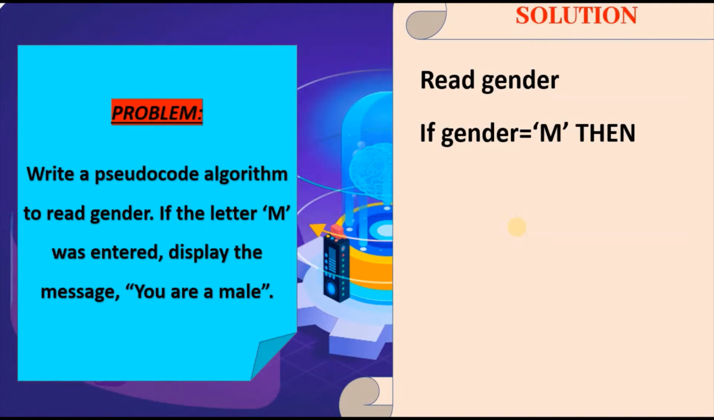So if the user entered M, then what would we do next? Well, they told us to print out this message, which indicates print you are a male. And from here, that was the only thing we were required to do. So we would proceed to end our if statement, and that would have wrapped up our solution.